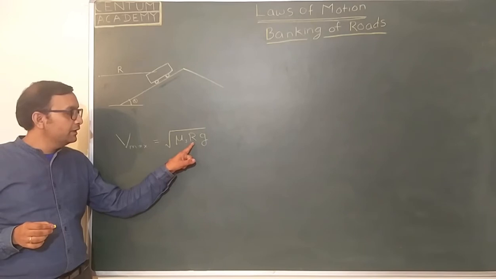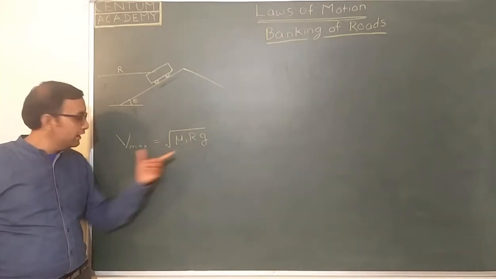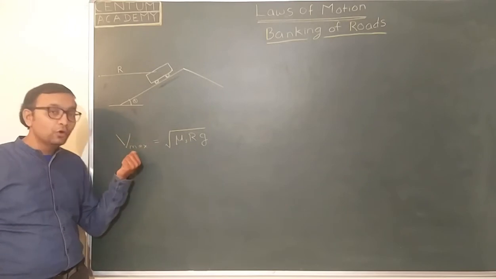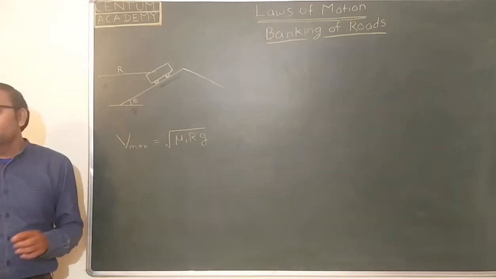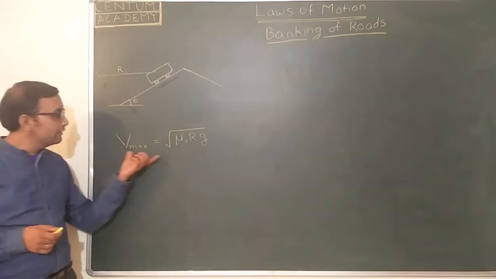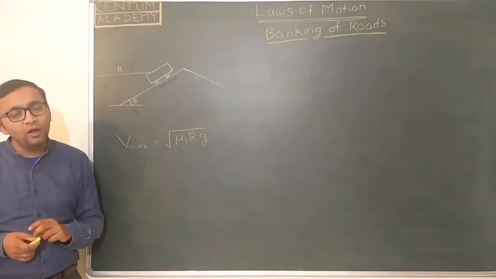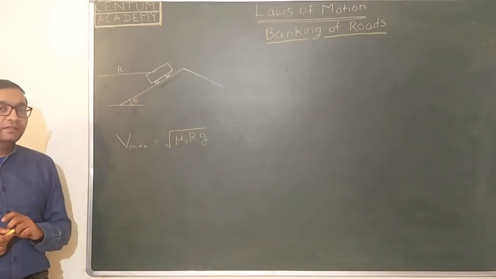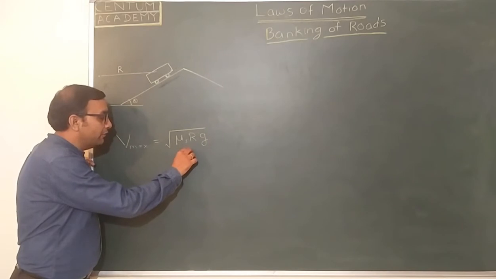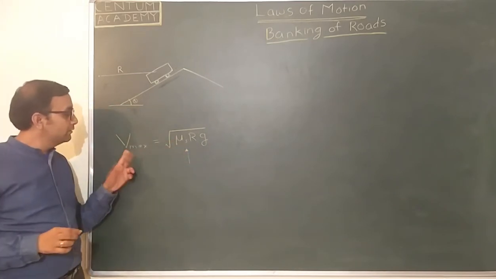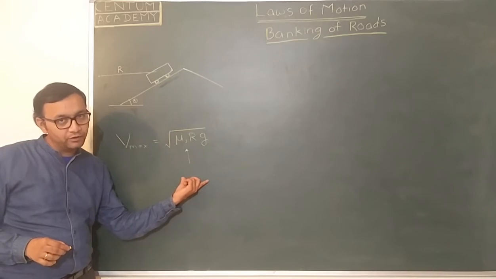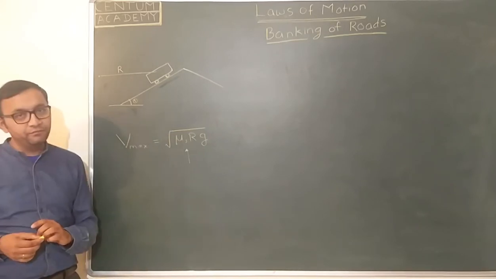If it takes a turn of radius r, this is the maximum velocity it can have. If its velocity goes beyond this, the car will skid. Now this velocity may be a very small number. So that is the reason why people started thinking: can I increase this maximum velocity? For example, if I get only 10 meter per second, which is the maximum velocity possible, can I make it 12?